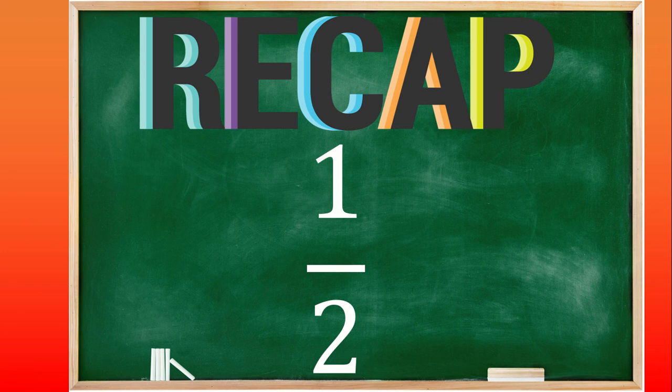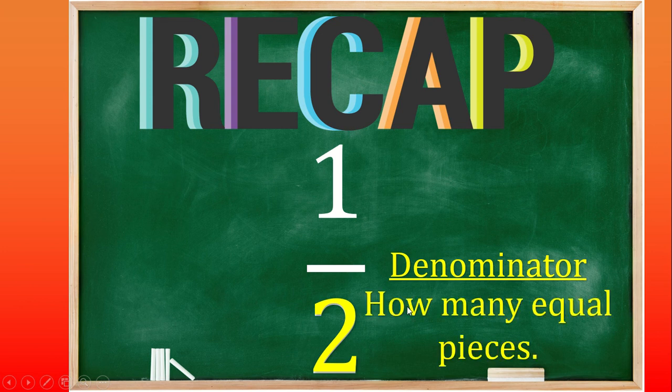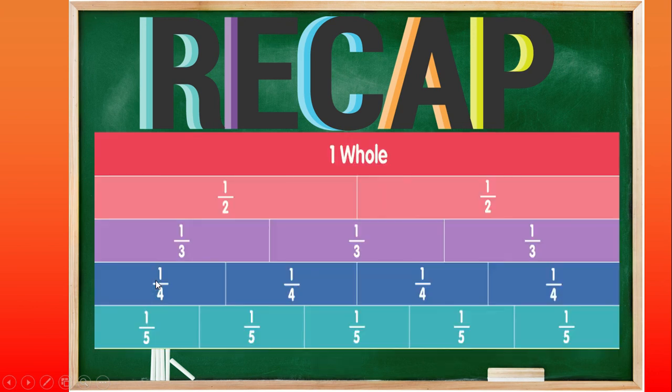We write fractions like this, with one number on top of another. The number at the bottom is called the denominator. The denominator tells us how many equal pieces we have. And the number at the top is called the numerator, and it tells us how many pieces we are looking at. So we write the two numbers on top of each other. The number at the bottom will always tell you how many equal parts we have. The number at the top will tell you how many pieces you are looking at.